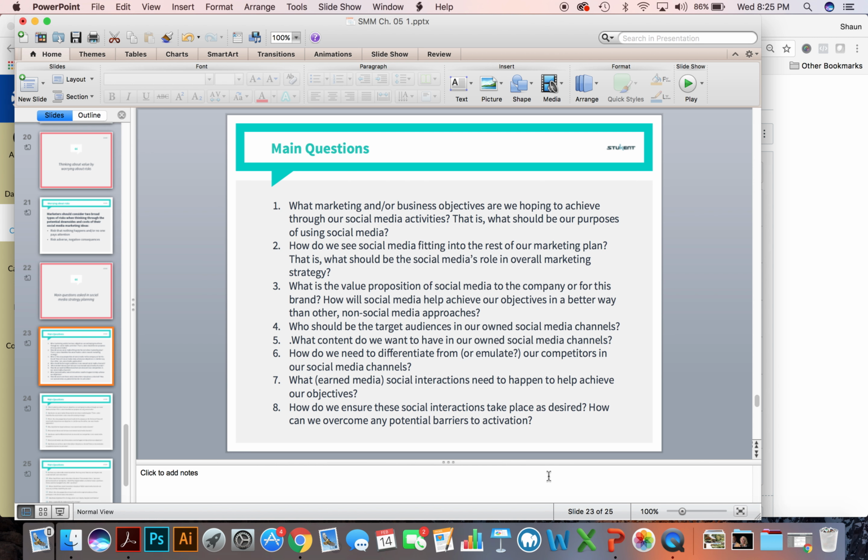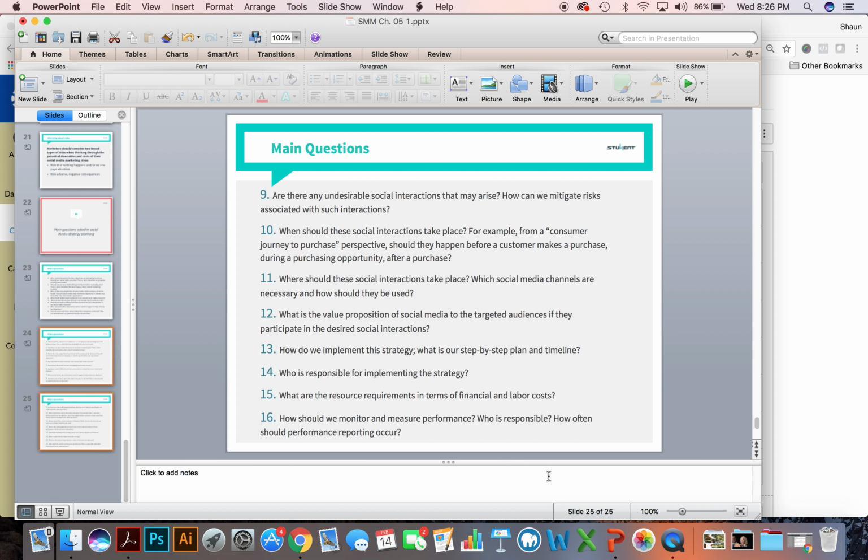What content do you want to have on your own social media channels? How do you differentiate or emulate your competitors on social media channels? Again, this is why we did that social media audit, learning what they did well and building upon that, and what they didn't do well and not doing that. What social interactions need to happen to help achieve our objectives? How do we ensure that social actions take place as desired?